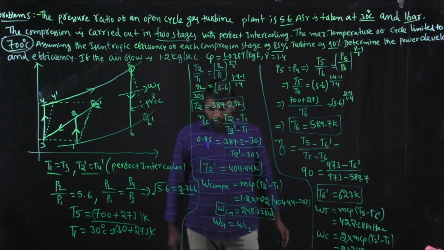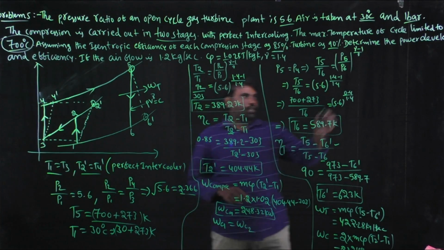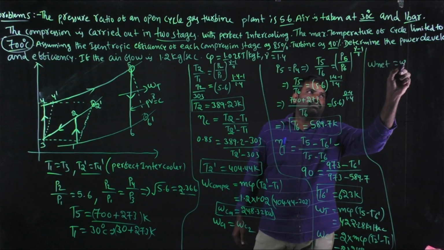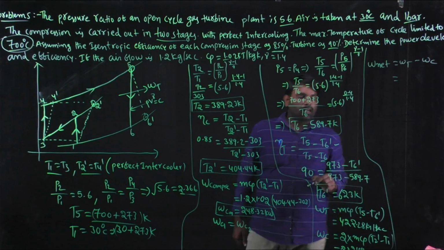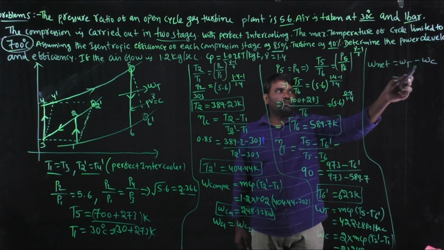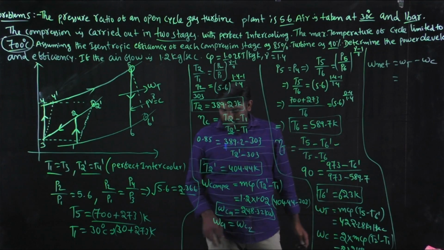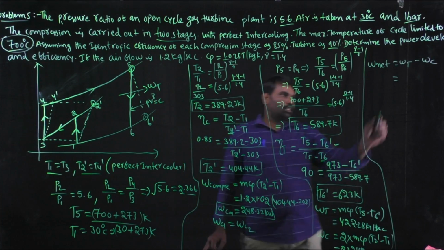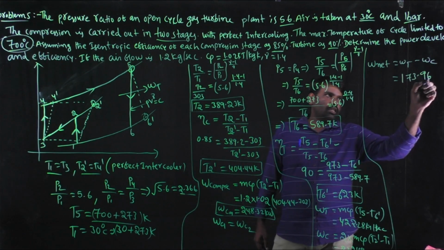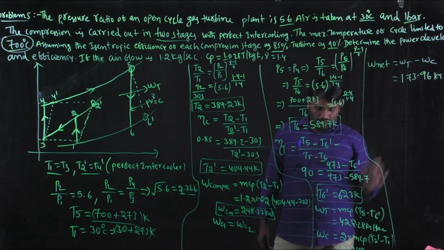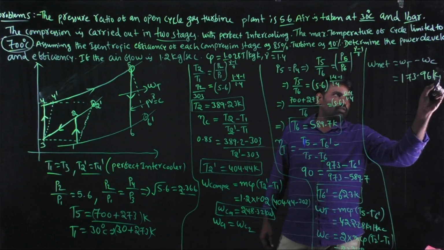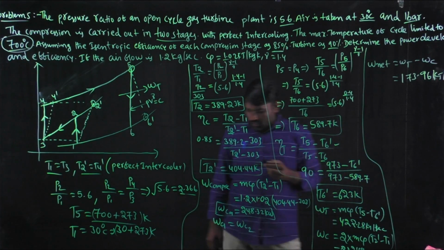Okay, later we have to calculate the net work output. Net work done is equal to the turbine work minus compressor work. After calculating the turbine work and the compressor work, you can easily substitute and evaluate the net work done, that is equal to 173.96 kilojoule per second, that is equal to the kilowatt.